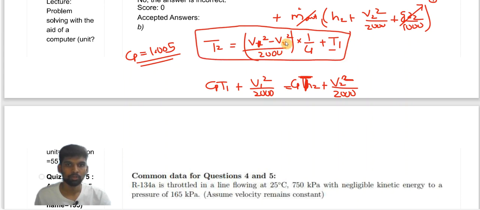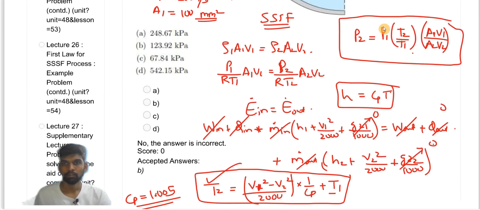So V1 is known to us, V2 is known to us, and T1 is known to us. Cp we have assumed 1.005 kilojoule per kg Kelvin. Everything is known to us for the left-hand side, so we can calculate T2, and once T2 is known, we will put it here and get the value for P2. So B will be the correct answer.